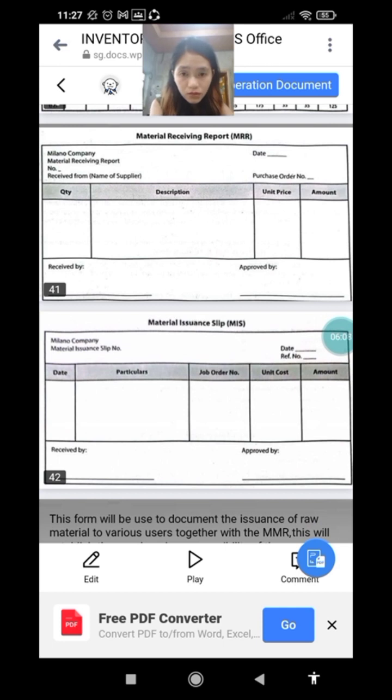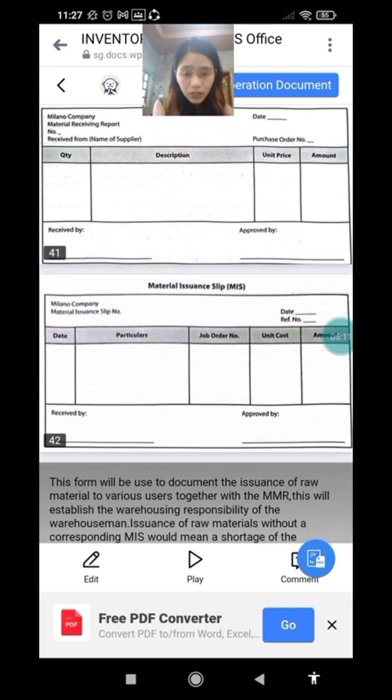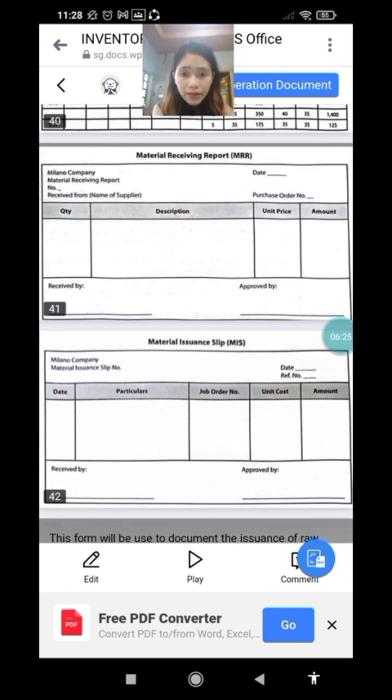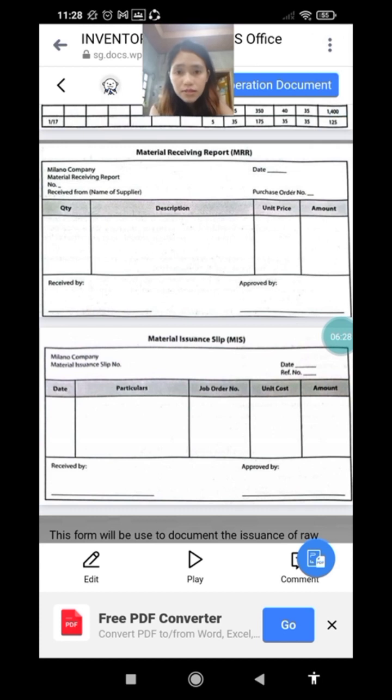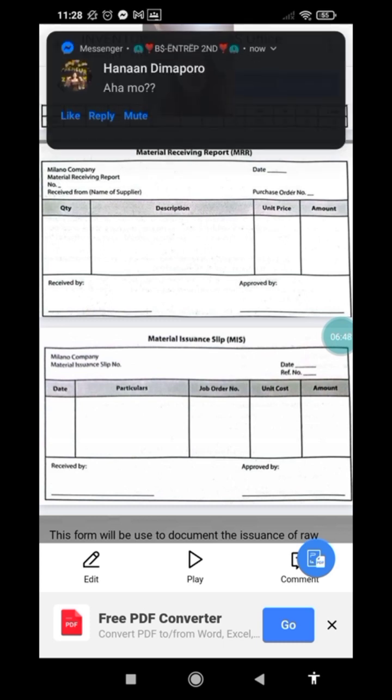So the third form is the material issuance slip, or the MIS. It contains the date, particulars, job order number, unit cost, and the amount. So it's the same as the material receiving report, or the MRR. The difference is only the description and the particulars. The important thing is the description of the name of the products, and the unit price and the amount.